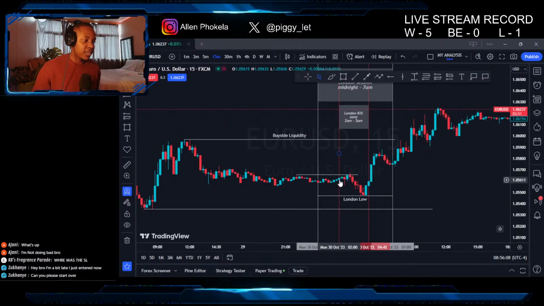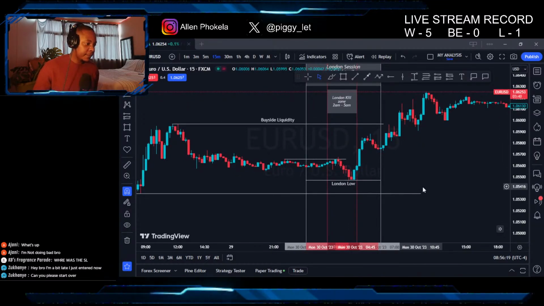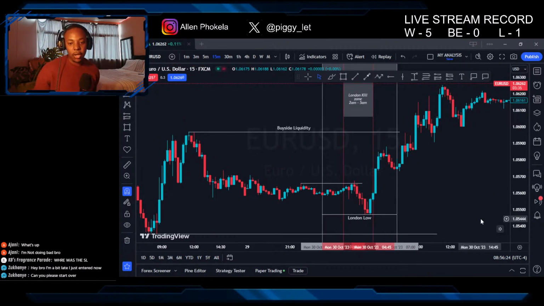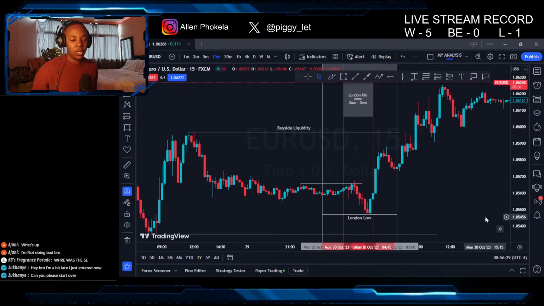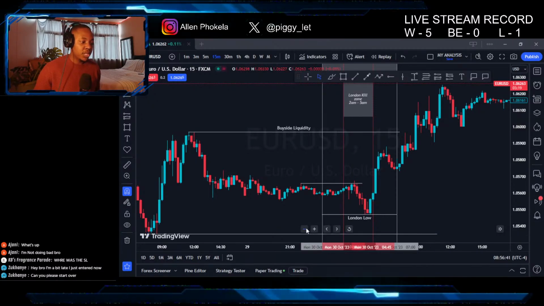So this is the London session from here to here. And then this is the kill zone from here to here, 2 a.m. until 5 a.m. So with that being said, if we are in an uptrend, the London session sometimes, not all the time, generally gives out the low of the day. And if we're in a downtrend, it's going to give us the high of the day in most cases.